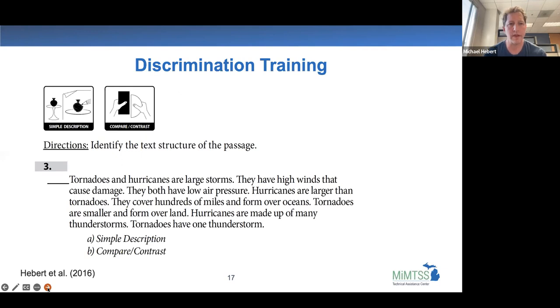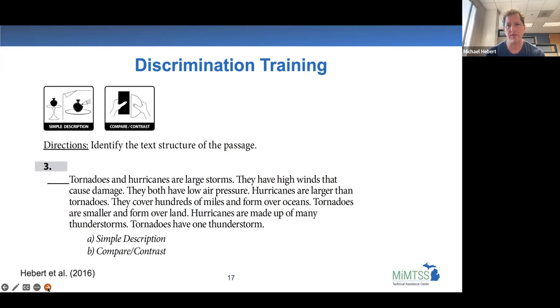And so what do we think? Description or compare contrast? Kate says B, Sherry says B. Then you guys are right, this is pretty simple.